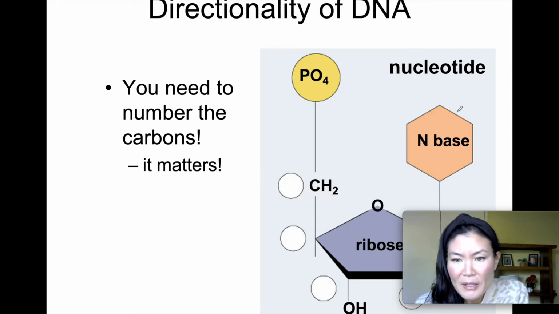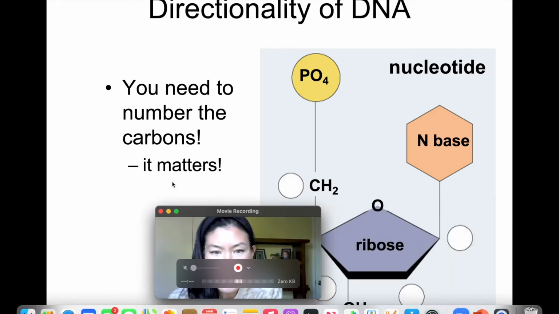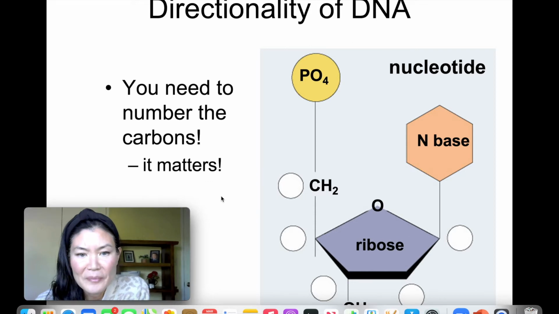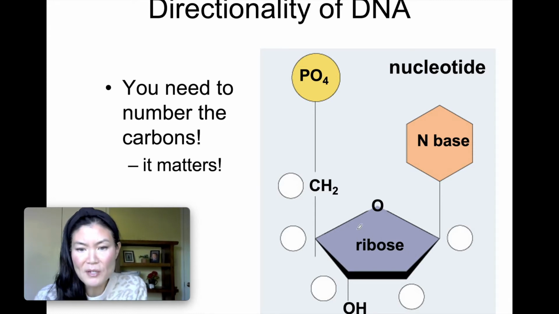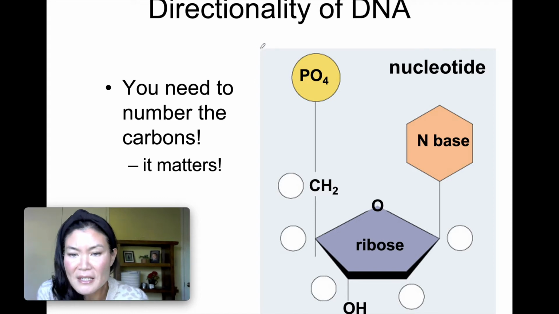Let me move my head out of the way so you can actually see this nucleotide. We're going to be labeling the different carbons that make up this deoxyribose sugar. This should actually say deoxyribose, because DNA is deoxyribonucleic acid, whereas RNA is ribonucleic acid, made with ribose. So I'm going to go ahead and do that. Deoxyribose, okay?